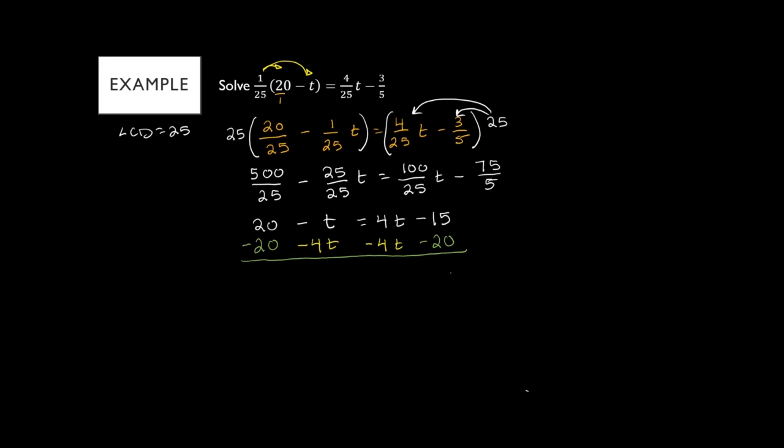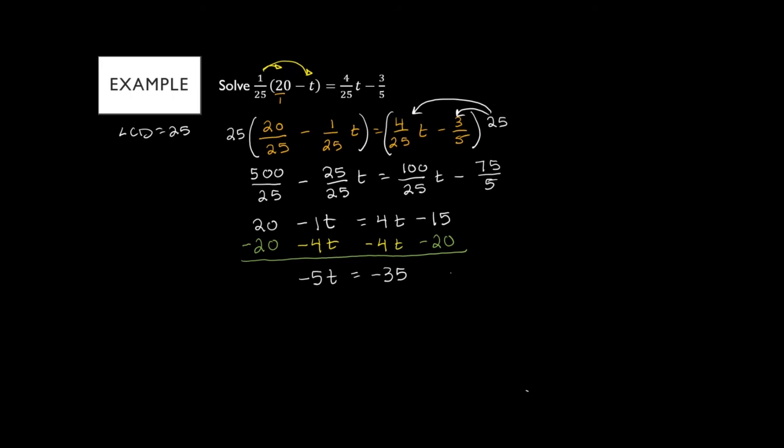So 20 minus 20 is 0. And I have my minus 1t minus 4t, which is minus 5t. 4t minus 4t is 0. And negative 15 minus 20 is negative 35. So I was able to move both of those things at once, and it just saved a step. So now I have negative 5t equals negative 35.